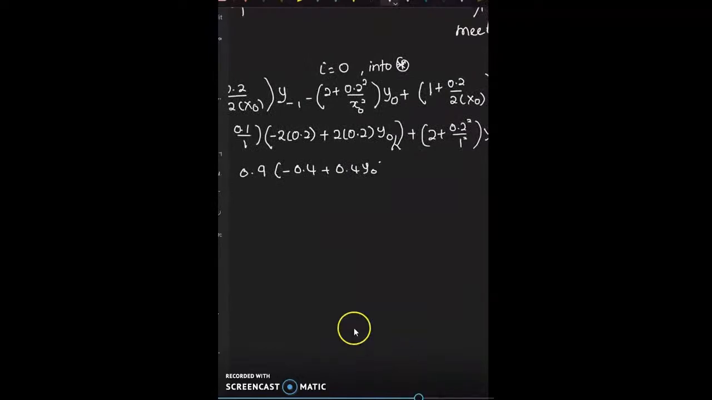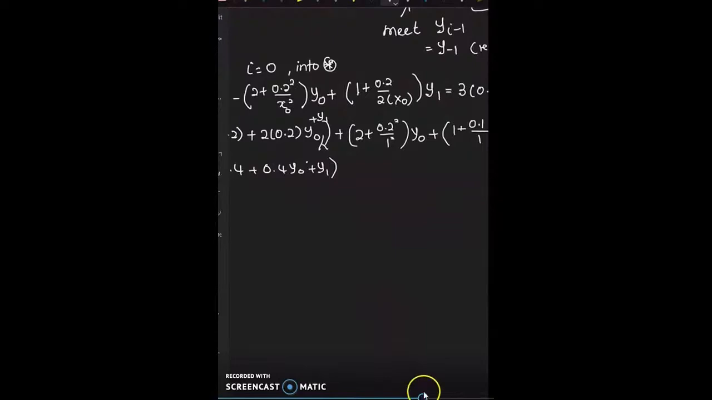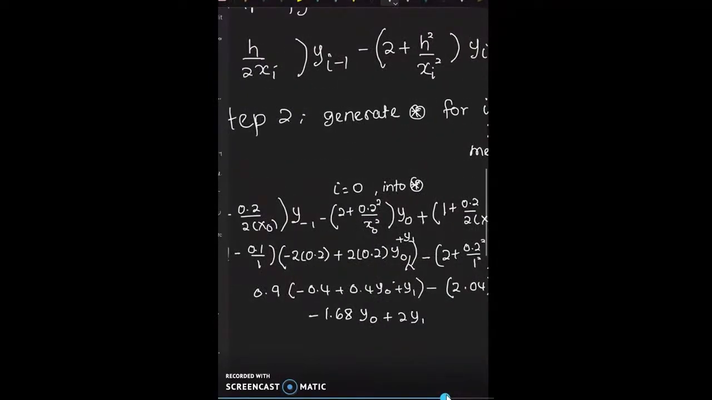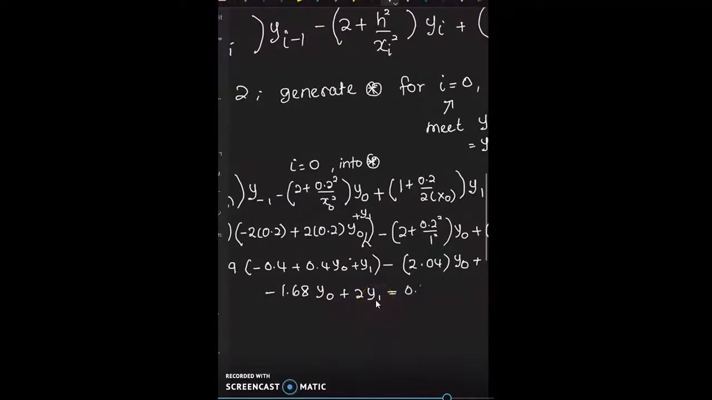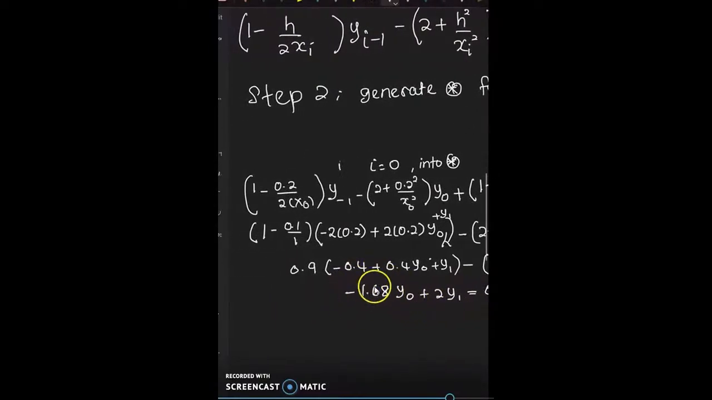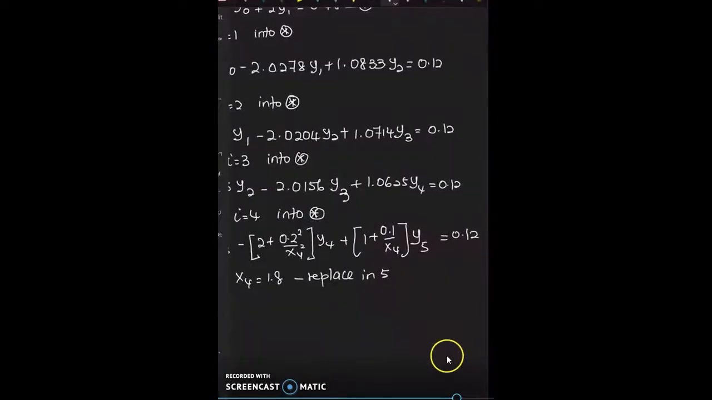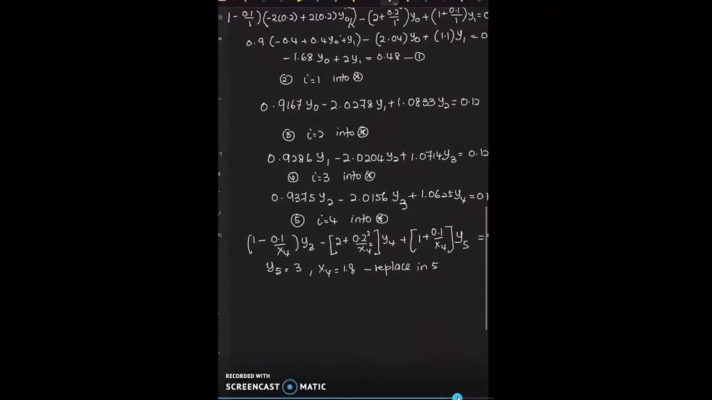So you do the calculation. Find the value of negative 0.2 plus 2 times 0.2; this one is y naught and y1. You collect all the constants for y naught and y1 into one group. So you can see that the answer is negative 1.6 y naught plus 2 y1 equal to your right hand side, the real number 0.48. The process is quite challenging because you need to derive the formula, replace y negative 1 at the boundary, and then solve it in the simplest form. And then you do it for i equal to 2.